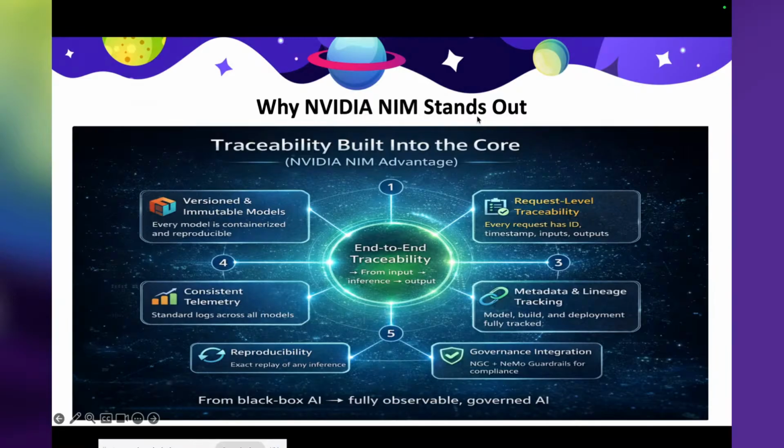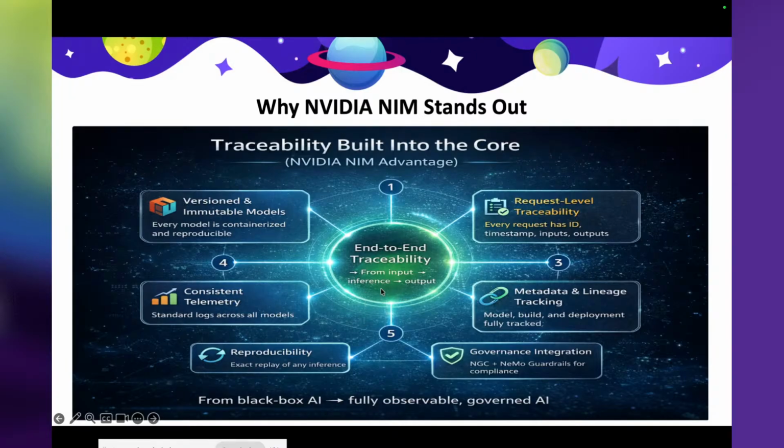Look at the left side of this slide, where NIM eliminates this completely by giving us versioned, immutable models with consistent telemetry. You deploy it, and it's plug and play, and your logs start flowing in immediately without you having to write a single line of custom code or do any custom instrumentation for every single model that you incorporate.